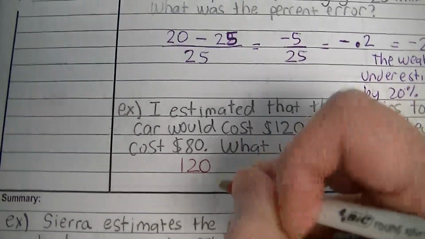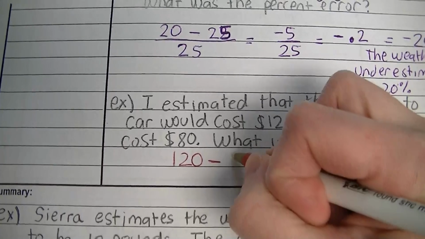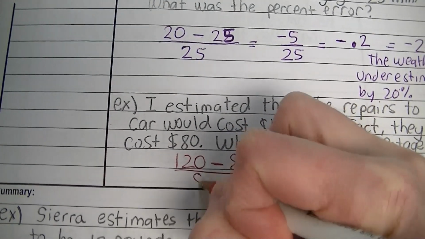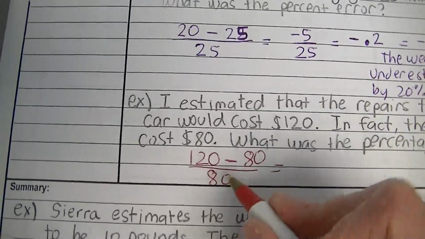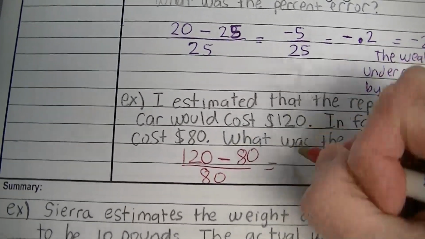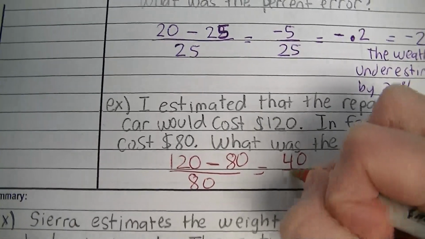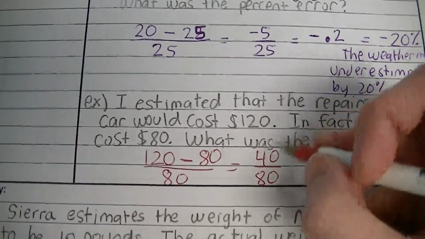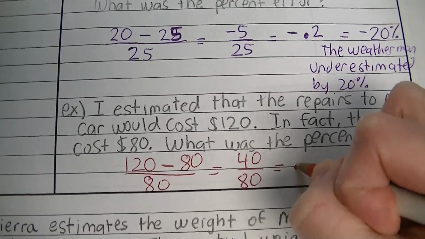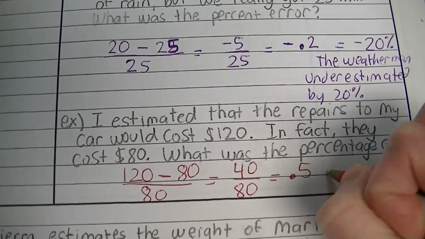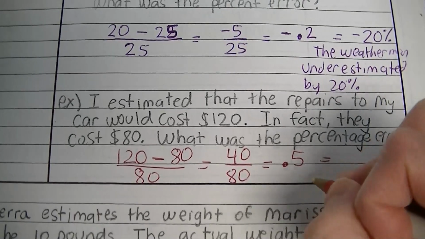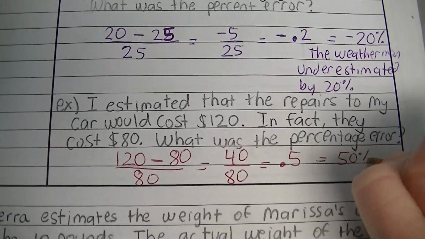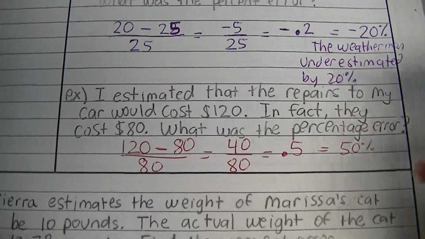Okay, and I need to subtract, well, what it really cost was 80, and then divide that by what it really cost. Okay, 120 subtract 80, that's 40 over 80. Okay, and then just 40 divided by 80 would give you 5/10 or 50/100. And go ahead and convert that into a percentage by multiplying that by 100. You'd get 50%. So I overestimated by 50%.